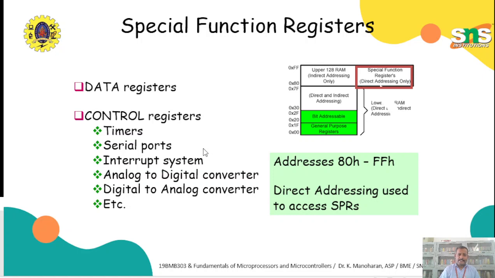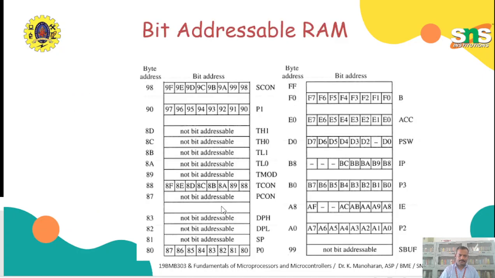So it consists of timers, serial ports, interrupt systems, that is, interrupt structure registers, and then A to D converters. The A to D converter is available in higher versions. In the basic 8051, there is no A to D converter available. Similarly, digital to analog converters are also not available in the basic 8051; in higher versions they will be available. So we use this address range from 80 to FF. For these SFR registers we use direct addressing mode.